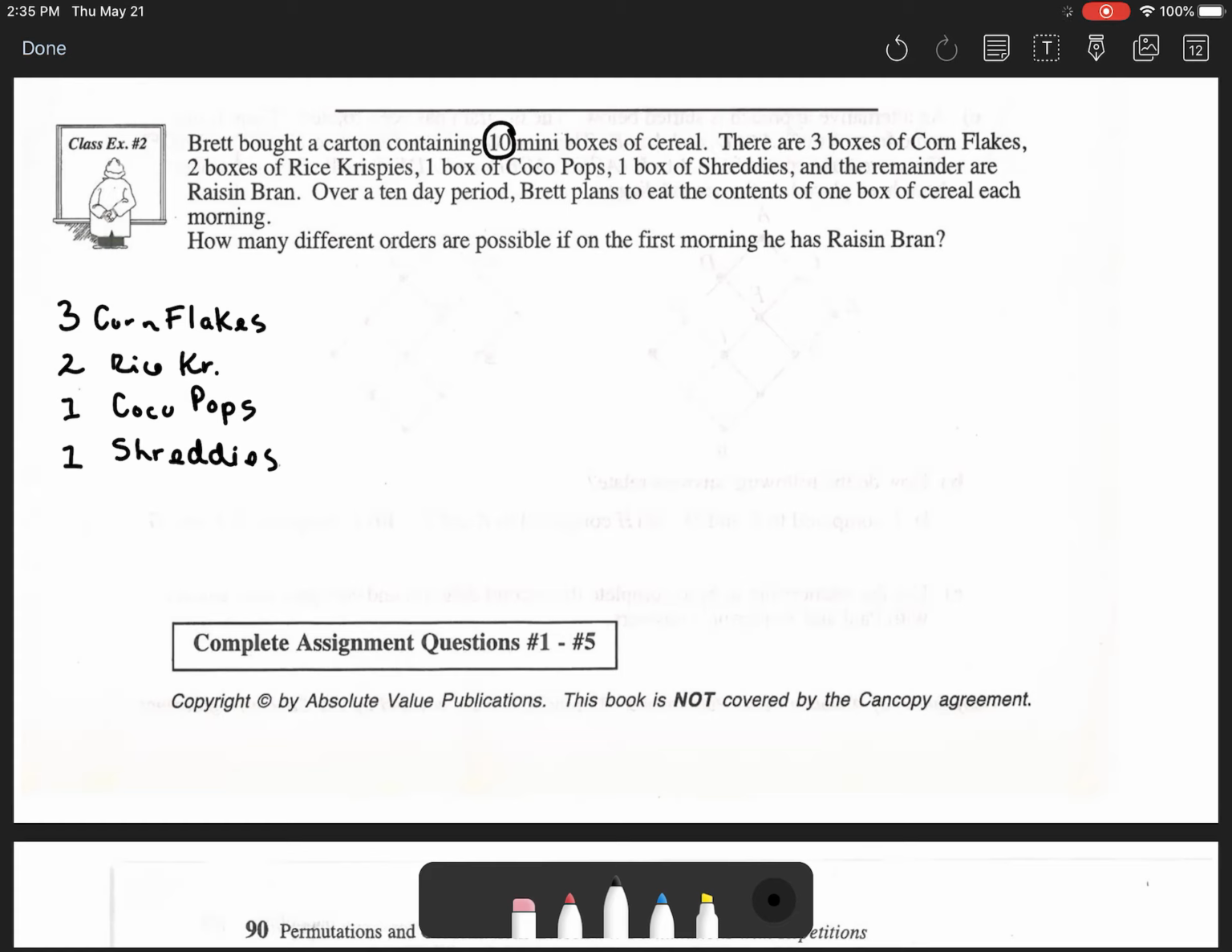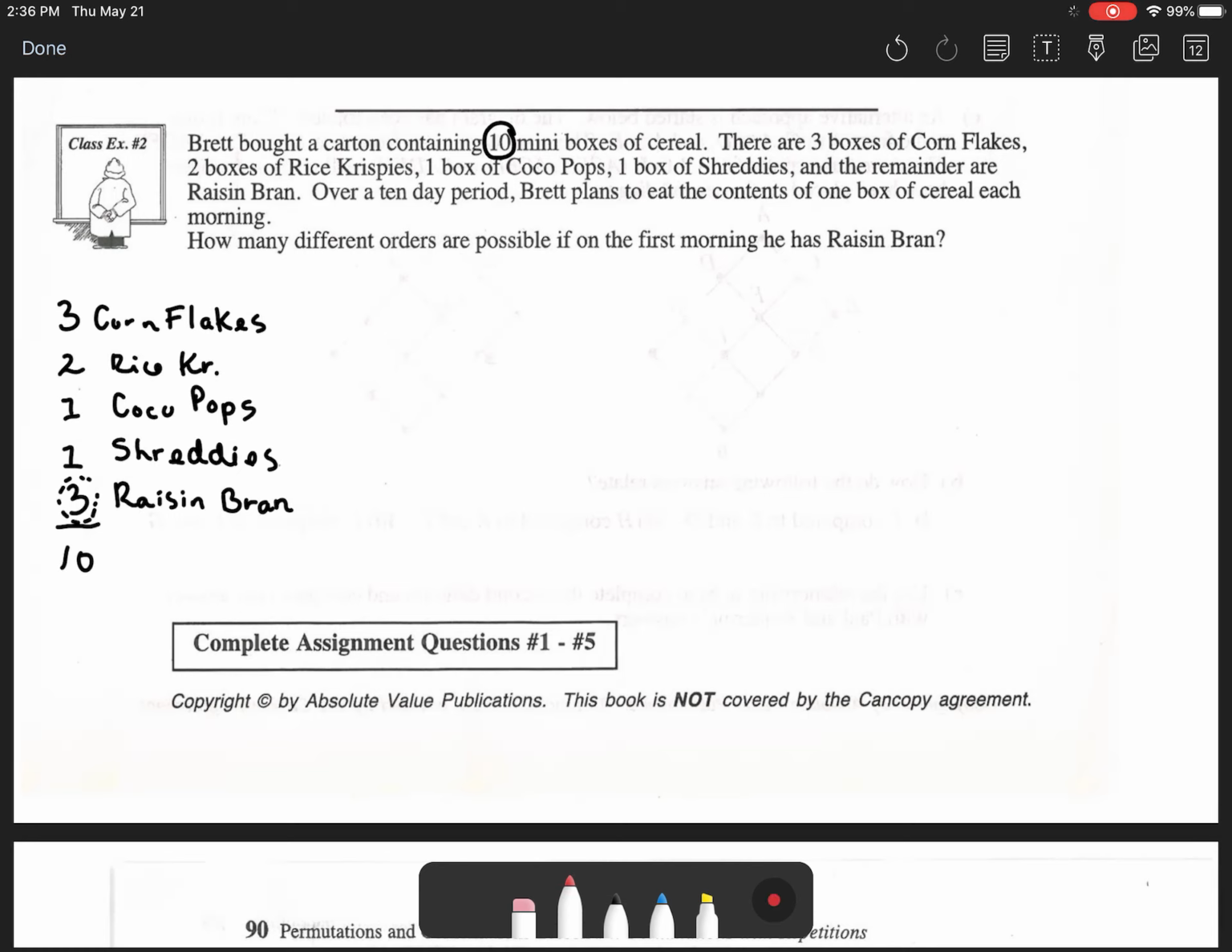And the remainder are Raisin Bran. So right now I have 3, 4, 5, 6, 7 that they've told me. So the remaining are Raisin Bran. That means there are 3 that are Raisin Bran. So that gives me a total of 10. That's how I know that this number here is 3, because the ones before that added up to 7. So 10 boxes of cereal.